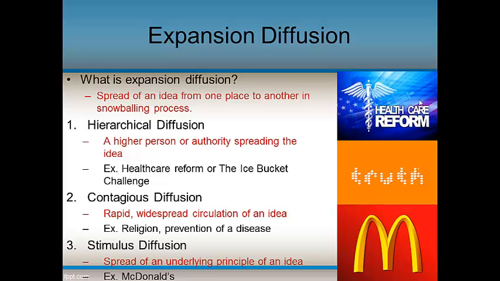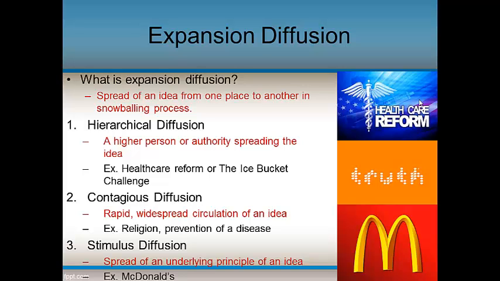One example is hierarchical diffusion. Just think of somebody higher up in society or an authoritative person. Let's think of, for example, healthcare reform with President Obama. That's one example. Or the ALS, you could consider a top-ranking organization within society, and they started the trend of the Ice Bucket Challenge.